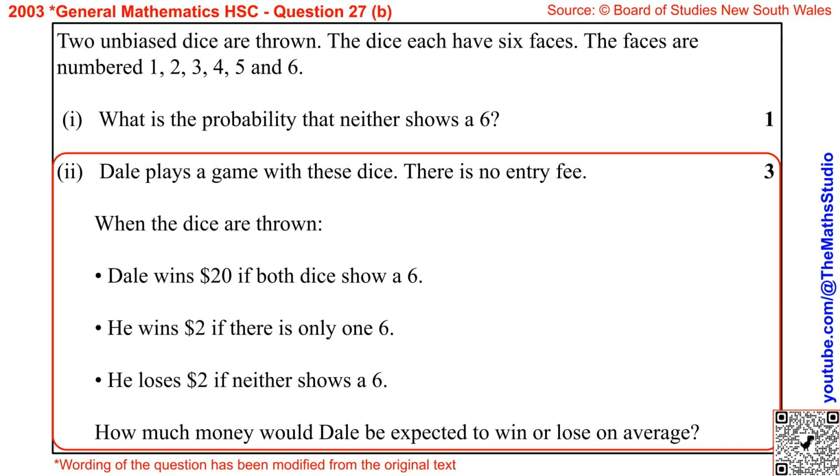Part 2. Dale plays a game with these dice. There is no entry fee. When the dice are thrown, Dale wins $20 if both dice show a 6. He wins $2 if there is only one 6. He loses $2 if neither shows a 6. How much money would Dale be expected to win or lose on average?